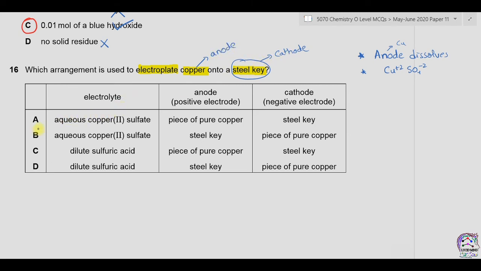So let's move towards the options. The electrolyte must be of copper, so it is aqueous copper sulfate, this is correct. Anode must be made up of pure copper, so it is correct. And cathode must be of the steel key, so it is also correct. So therefore the option is A.